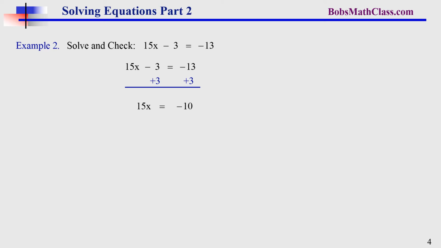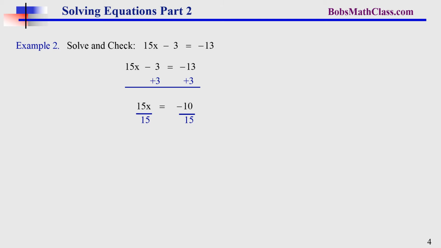Now we're going to use the division property of equality, divide both sides by 15. On the left-hand side, the 15's cancel. On the right-hand side, 15 does not go into 10, but we can reduce it. What number goes into both 10 and 15? Right, that would be 5. So how many times does 5 go into 10? Twice, 2 times.